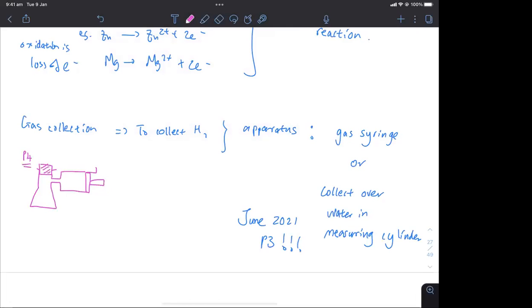So this is a gas syringe. A gas syringe looks like a syringe they use in the hospital or whatnot. It has these lines that allow you to read the volume of the gas. You will have this piston pushed all the way, and as you produce the gas, it will push out and allow you to read the reading. Inside there is your solution mixture. And of course, you need to seal it up so that your gas doesn't escape.